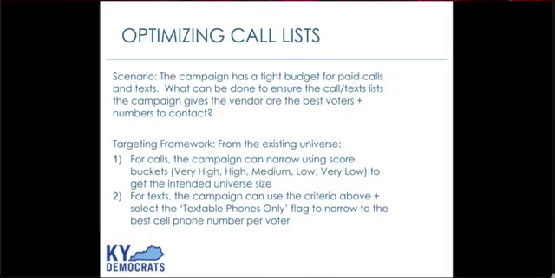call and text. So the campaign has a tight budget for paid calls and text for persuasion. What can be done to ensure the call and text lists that we give the vendor are the best voters and numbers to contact? So from the existing universe for calls, we're just going to narrow to folks that have a specific set of score buckets to get the intended universe size. Let's say I only have enough money for 2,500 calls and 2,000 texts.